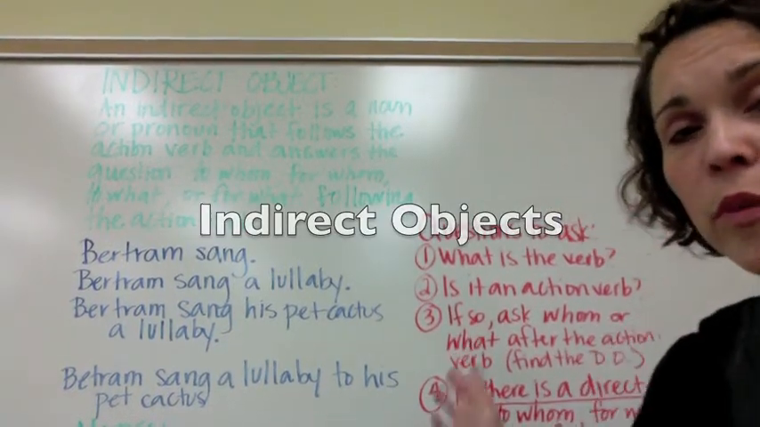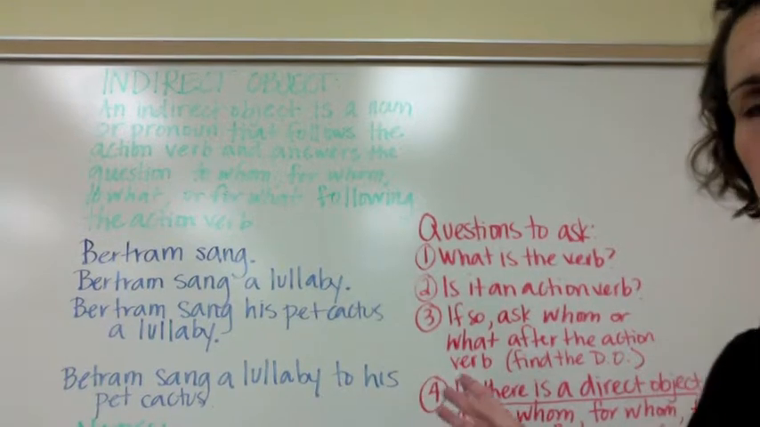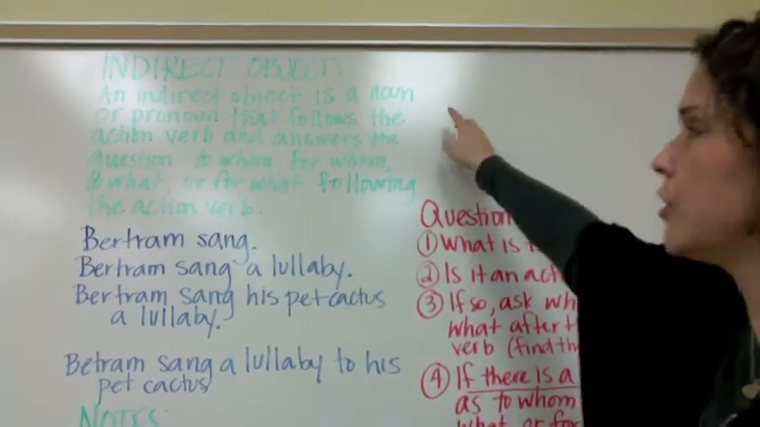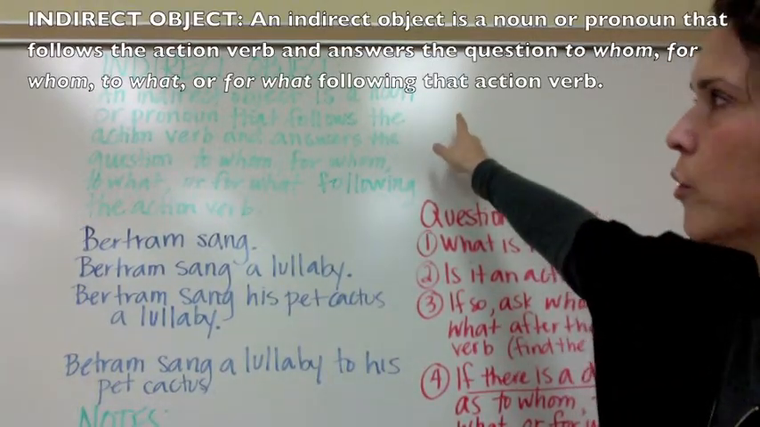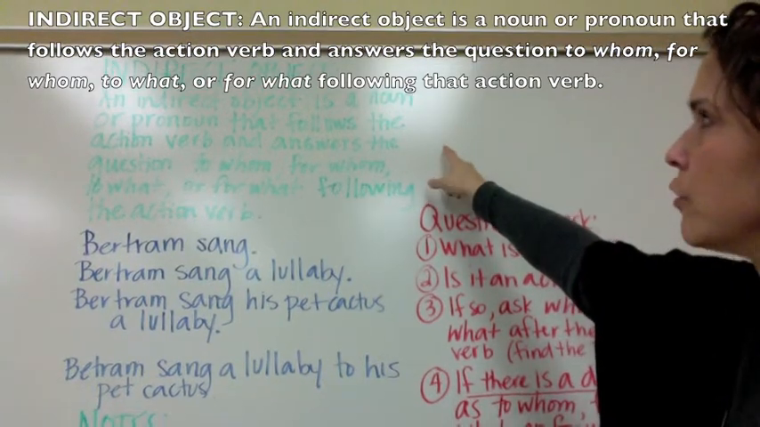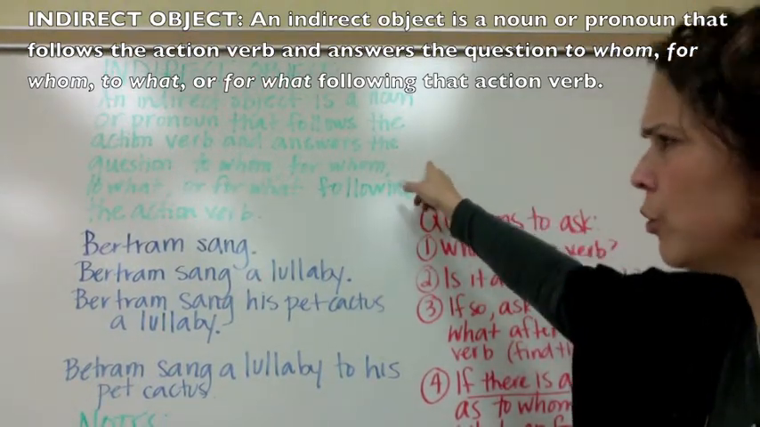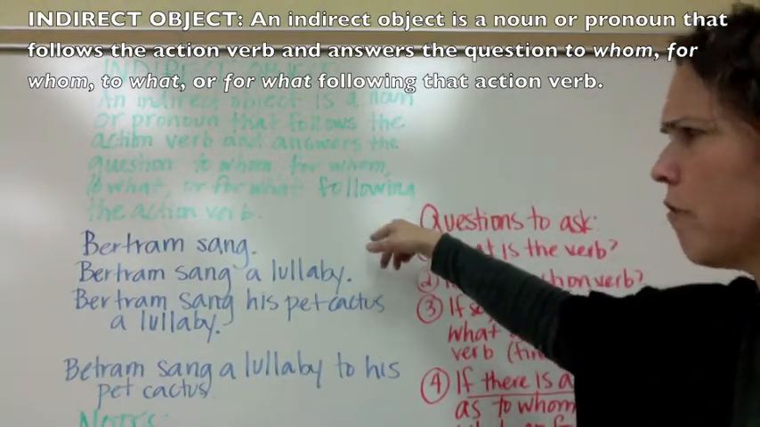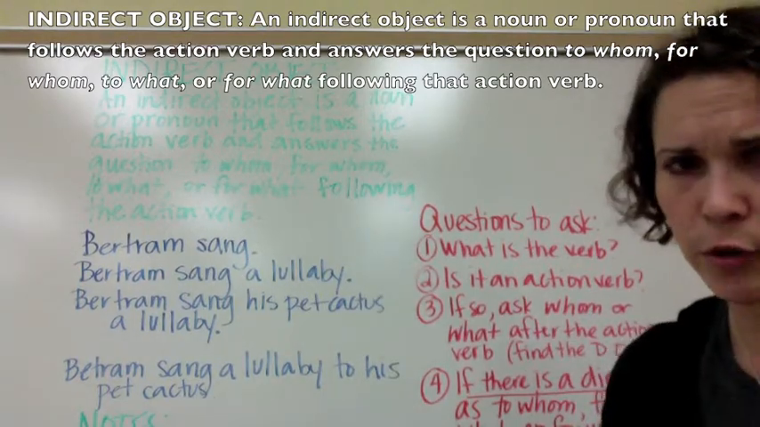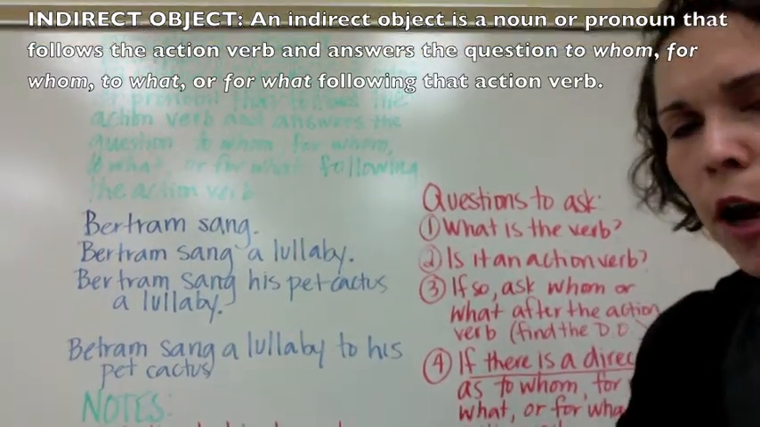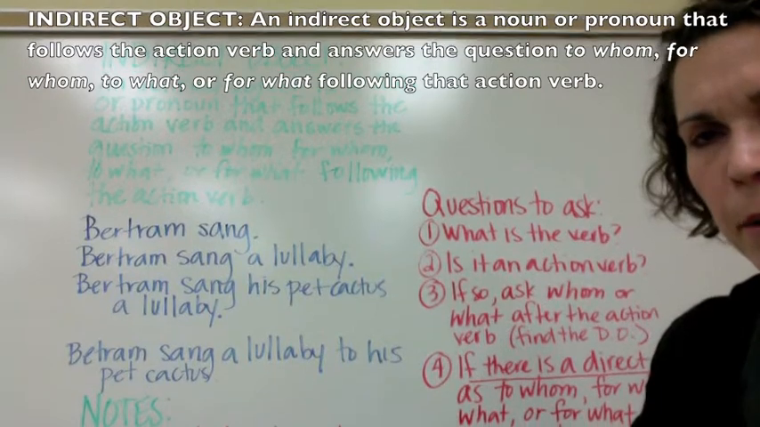Now look at the board. We've got information about indirect objects. All right. So an indirect object is a noun or pronoun that follows the action verb and answers the question to whom, to what, or for what, following the action verb. Okay, so you'll notice that our Bertram sentences, or at least some of them, are back.